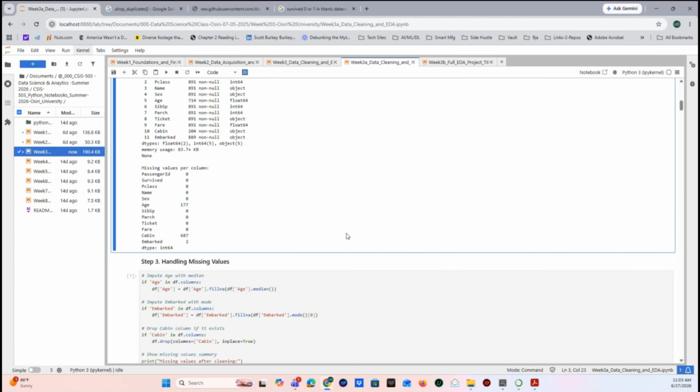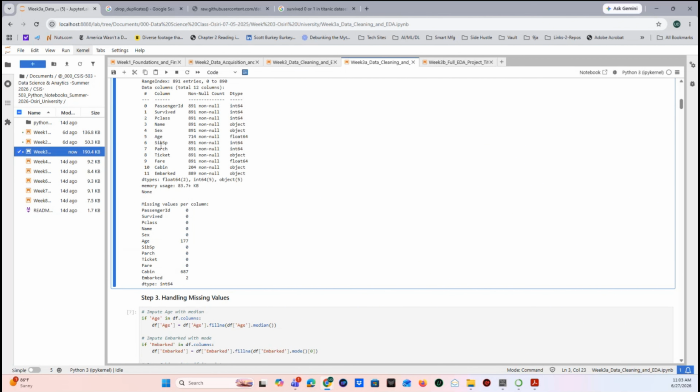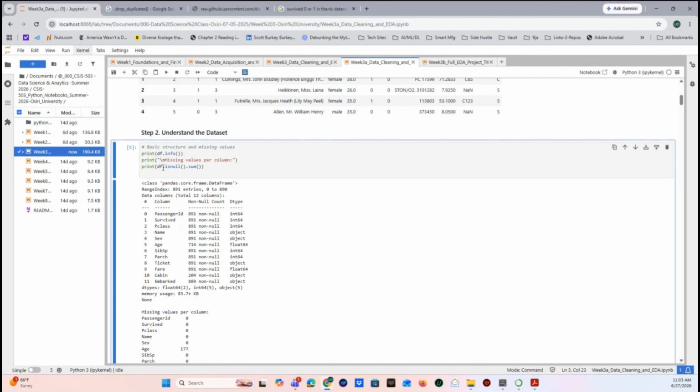So missing values, you can see it when you come here, age 714. That means there were about 177 people whose ages were missing. And then there were 687 whose cabins were missing. And then how did we do that, right?